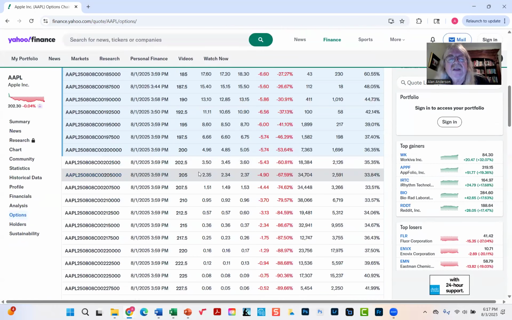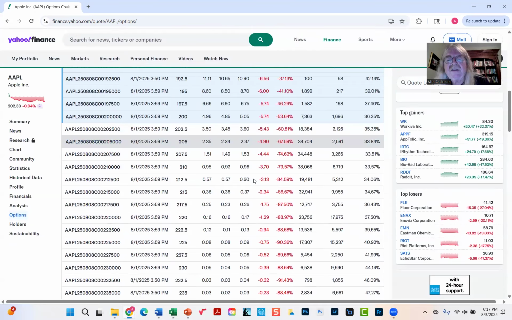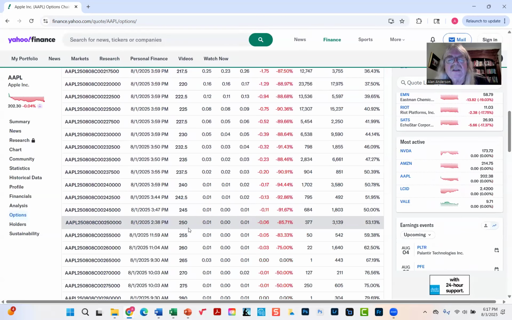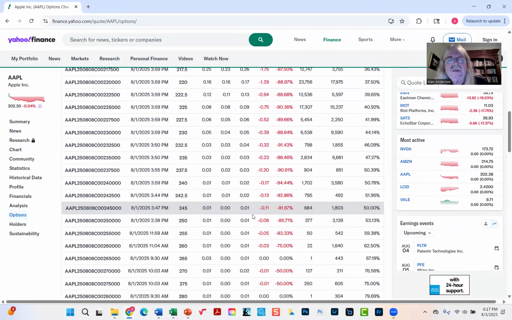If I keep going down, there are some here where, if I'm really optimistic, look how low these prices are. Look at this one at 250. It's only a penny. But the stock would have to go over $250 for me to make some money. So that's why it's only selling for a penny.